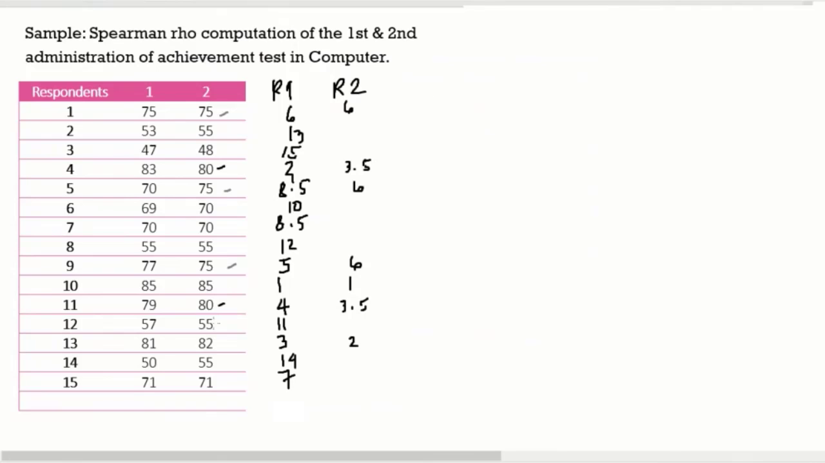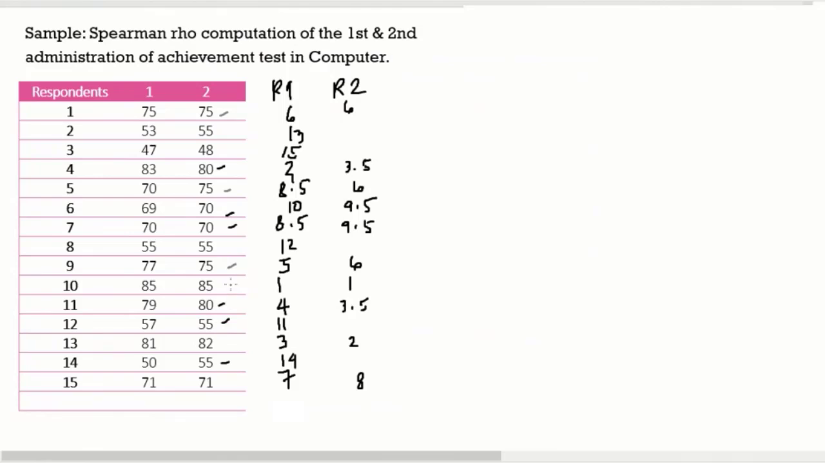Okay. Anong sunod? 71? Okay, 71. So, ito na siya yung 8. And then, etong 70, dalawa. So, 9 and 10. 19 divided by 2 is 9.5, no? So, 9.5, 9.5. Wait lang, bakit parang ang dami ng 55?